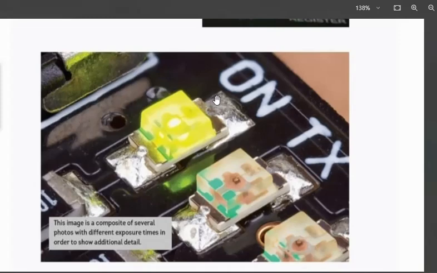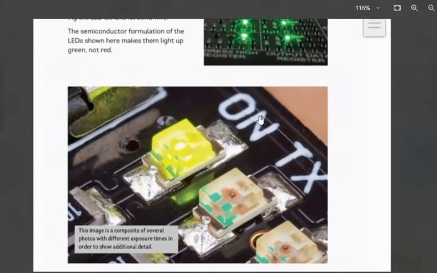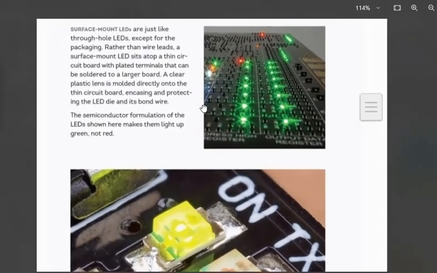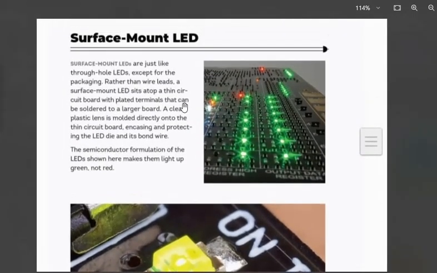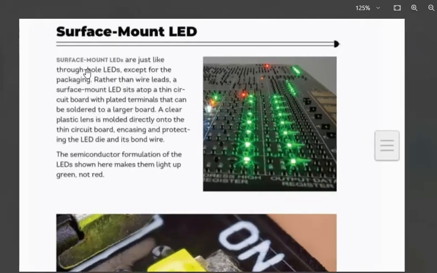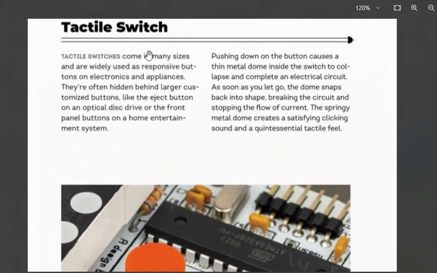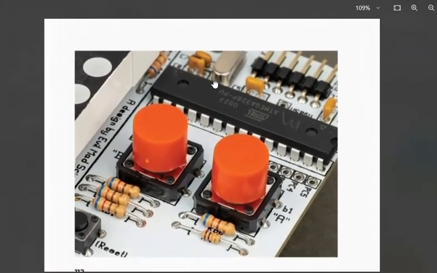In automotive electronics, they are used for headlights, tail lights, and interior lighting. In consumer electronics, they are used in a wide range of other devices such as remote controls, calculators, and digital clocks. So this is all about the surface mount LEDs, short form SMDs. So let's move on to our next component. Our next component is the tactile switch.